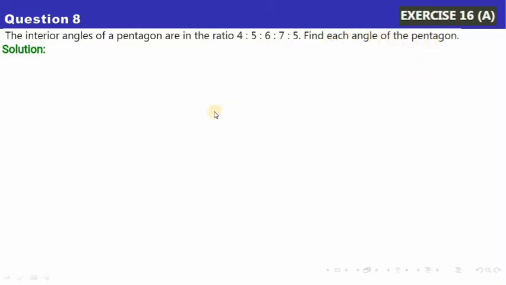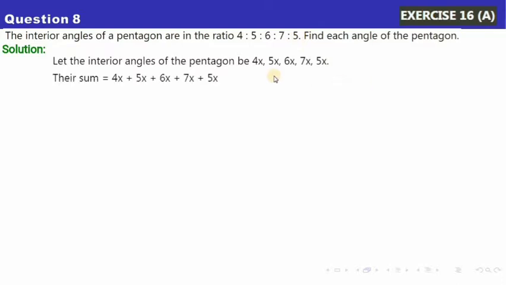Now let's have a look at this. Let me consider each angle of the pentagon to be 4x, 5x, 6x, 7x and 5x. Now the sum of the angles turns out to be 4x plus 5x plus 6x plus 7x plus 5x, and when you add them, how much will you get? You get 21x. So this 21x gives you the sum of the interior angles of the pentagon.